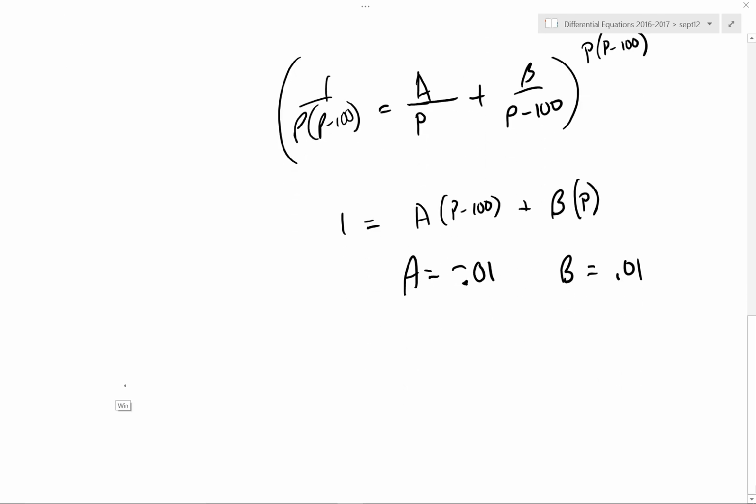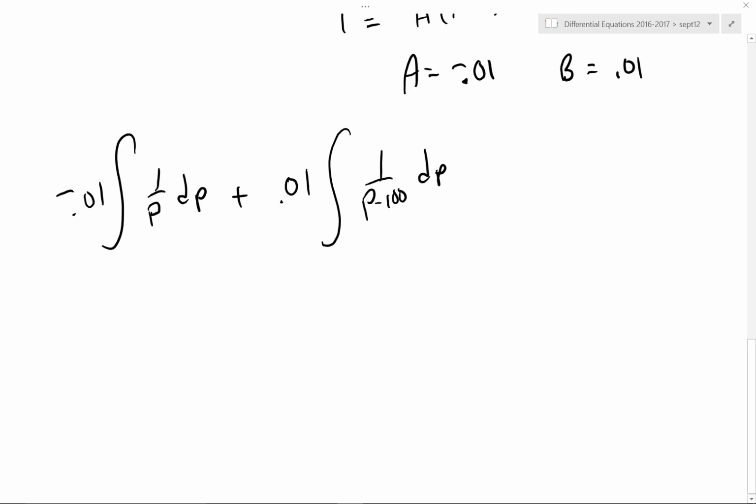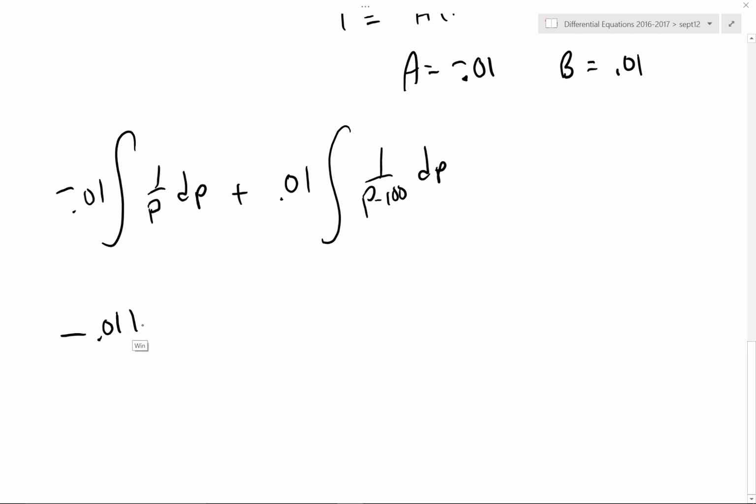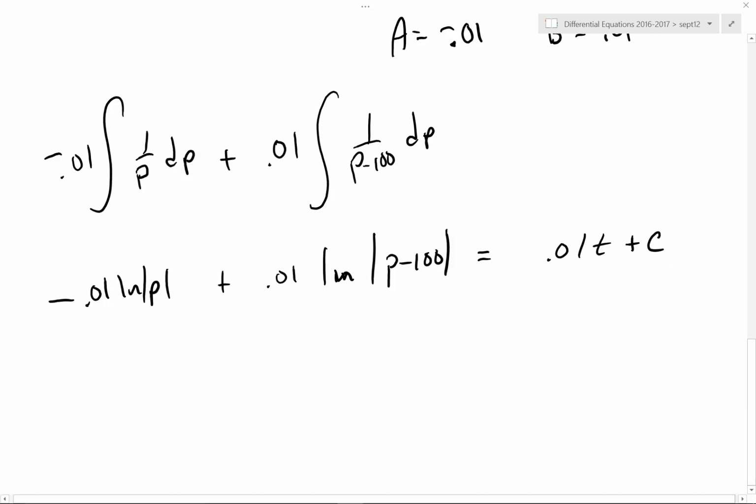But notice what happens this time. You're going to get negative 0.01 times 1 over P, plus 0.01 times 1 over P minus 100 dP. So of course that's negative 0.01 ln of P plus 0.01 ln of P minus 100. This time I didn't have to change the sign on that guy, because it didn't need it. That is equal to, and of course that's 0.01 T plus a constant over here. I'm just going to go ahead and multiply everybody by 100 again.